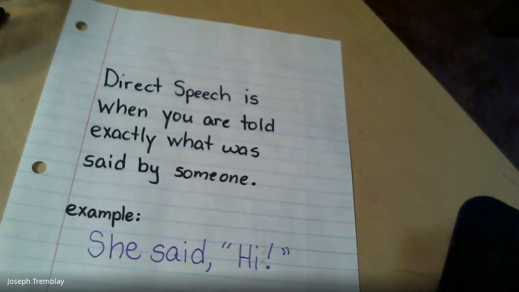And what I mean by that is, when you have a sentence that says, she said hello to him, did she really say hello to him? Or is she just doing the act of greeting them? Direct speech is when the person that's writing it is telling you exactly what the person said. So direct speech is when you are told exactly what they said. Example, she said, hi. That would make sense for her to say, hi. That is an example of direct speech.